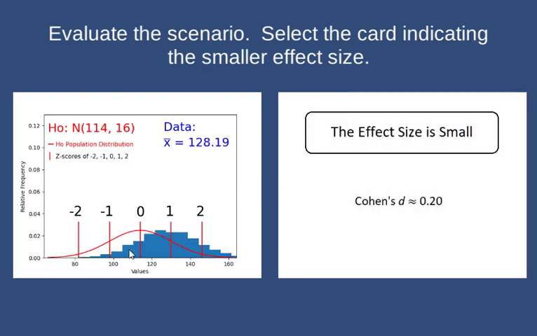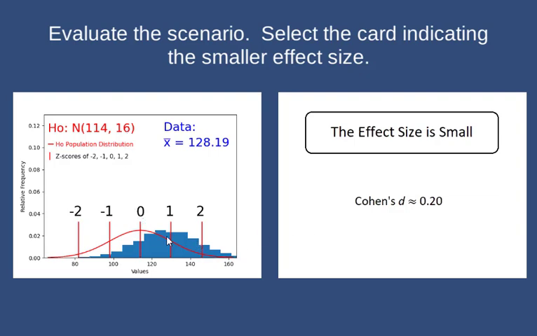Sometimes if you don't want to just visually eyeball it, you could also use your calculator and calculate the Cohen's d. You would take the sample mean of 128.19, subtract from it the population mean of 114, and then divide it by the population standard deviation of 16.